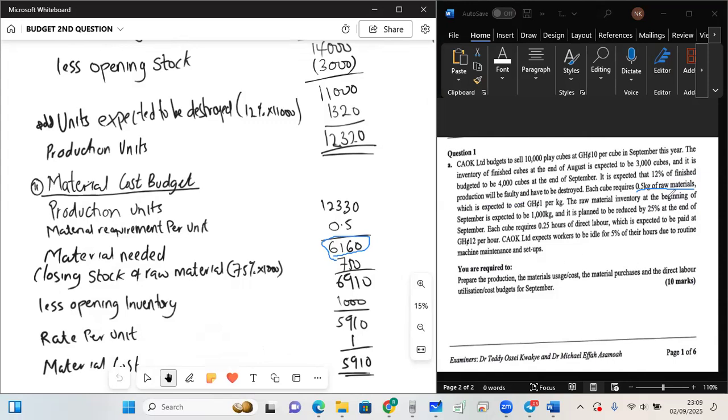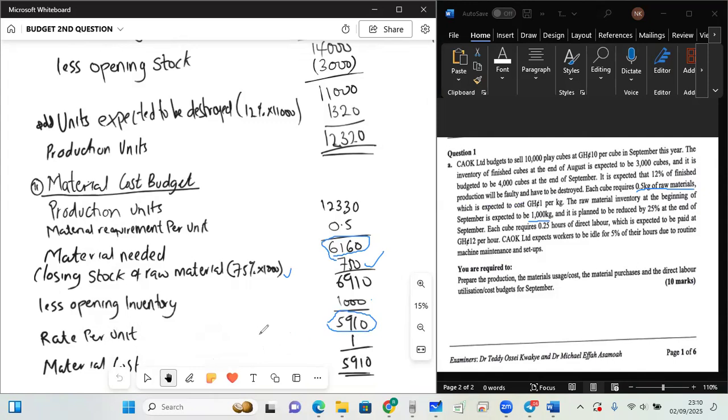That's in the question. Now, the raw material at the beginning of September is 1,000 kilogram. But they are saying that it is expected to be reduced by 25%. But remember, we actually add closing stock and we less opening stock. So we find the closing stock, 25% of the 1,000, we add it, and then we less opening stock from it. And then this will be what? The materials that is actually needed, or the materials we will need.